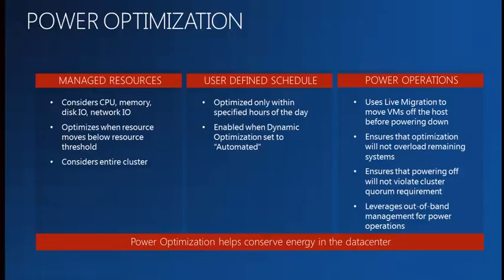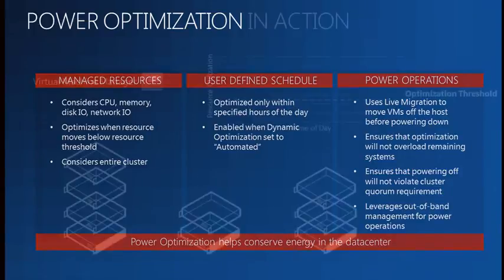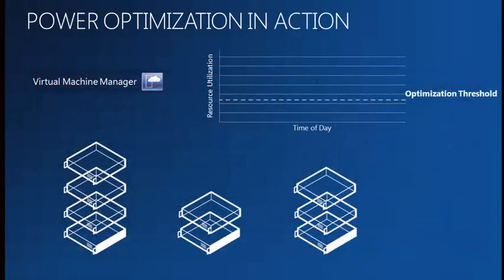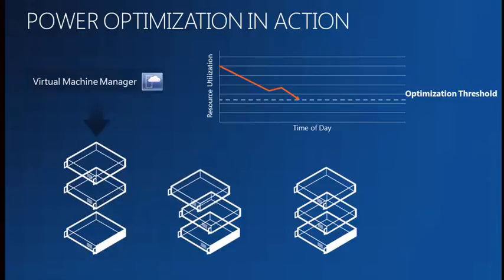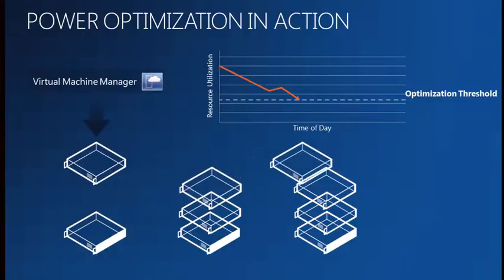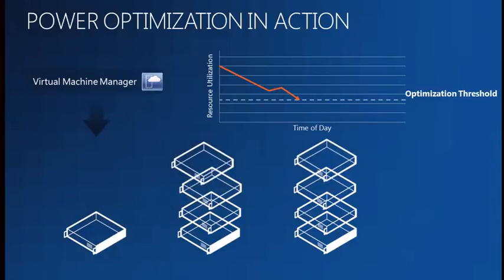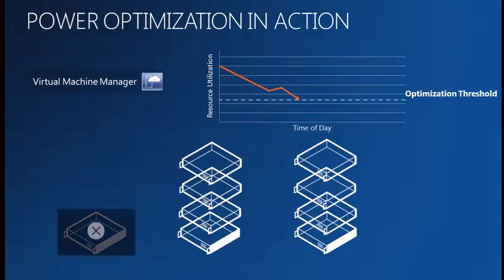It leverages the out-of-band management controllers available on your bare metal servers, like IPMI and SMASH. So it leverages those out-of-band protocols to manage the power off and on function. Let's see how it's done. So again, a 3-node cluster. The resource utilization on one of the boxes goes below a threshold. Virtual Machine Manager will trigger power optimization, and it will turn off that device after live migrating all the virtual machines from it.